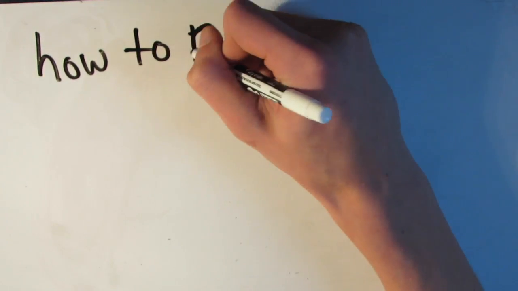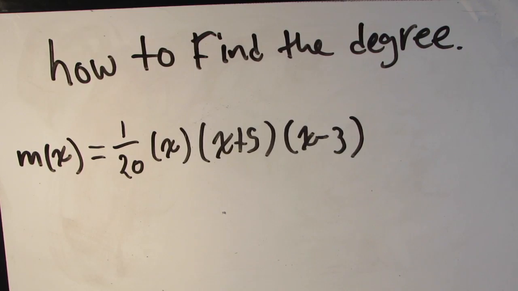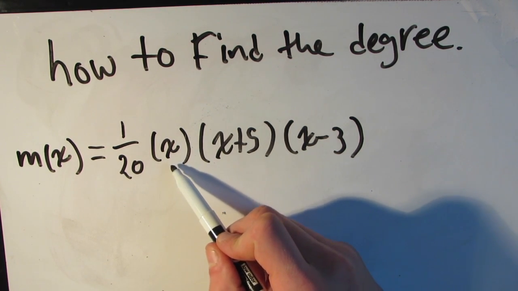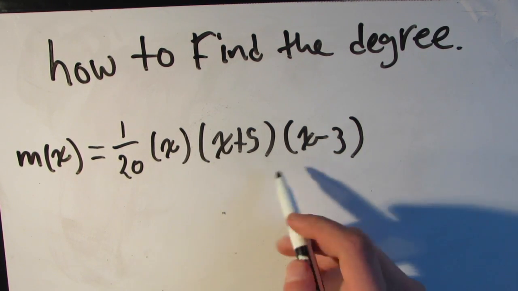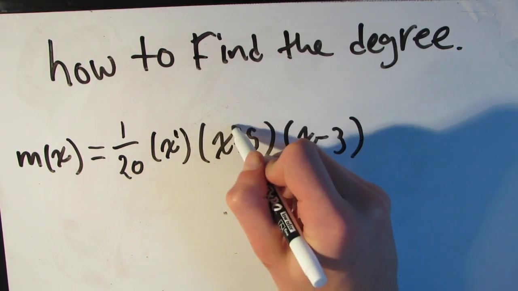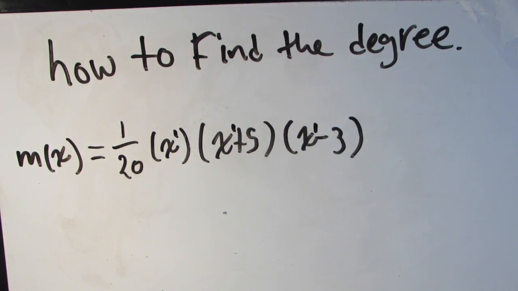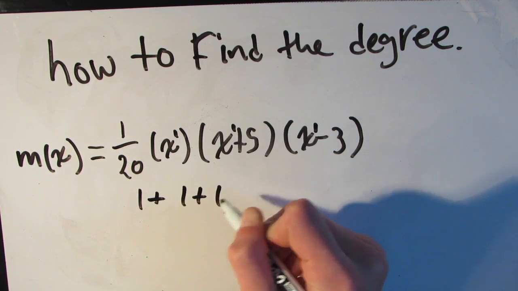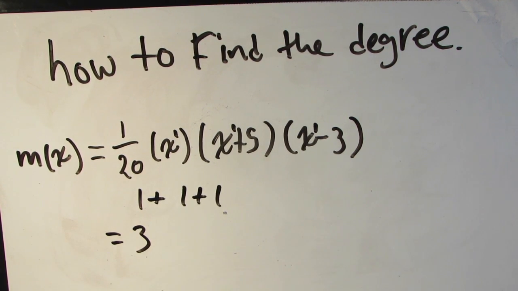Now to show you how to find the degree of your function. The way that you can find your degree is by looking at your variables and looking at the exponents. As you can see, all of these have an exponent of 1. Now all you have to do is add the exponents, so it's 1 plus 1 plus 1, which equals 3. Therefore, the degree of your function is odd.